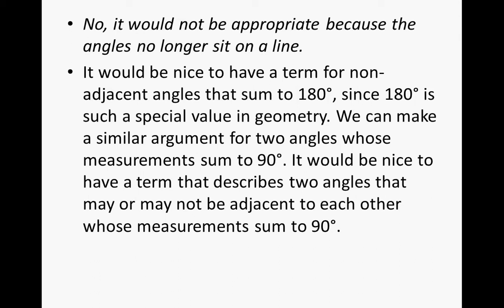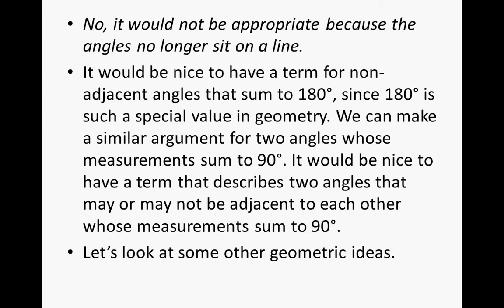We can make a similar argument for two angles whose measurements sum to 90 degrees. It would be nice to have a term that describes two angles that may or may not be adjacent to each other, whose measurements sum to 90 degrees. So let's look at some other geometric ideas.